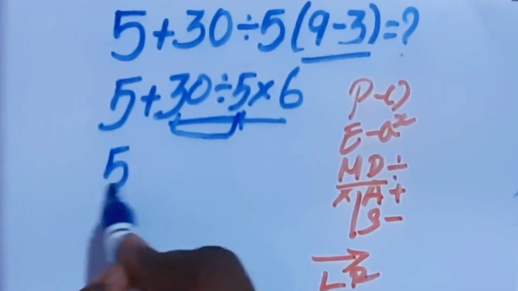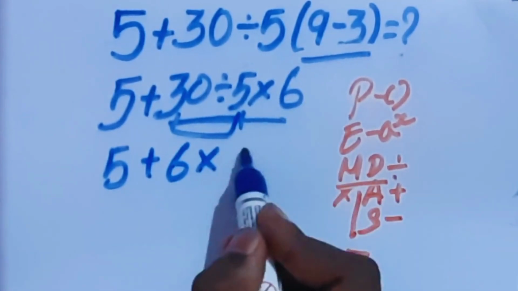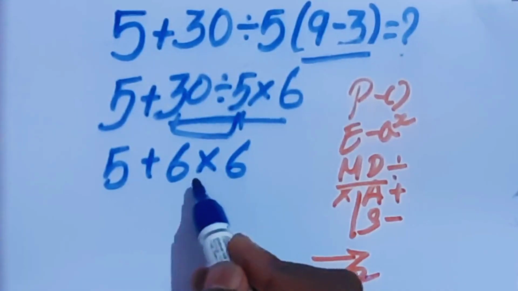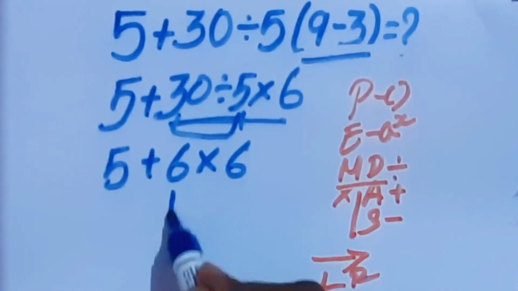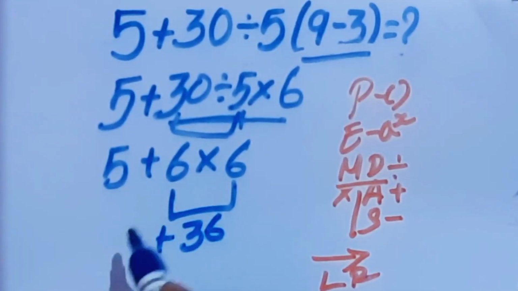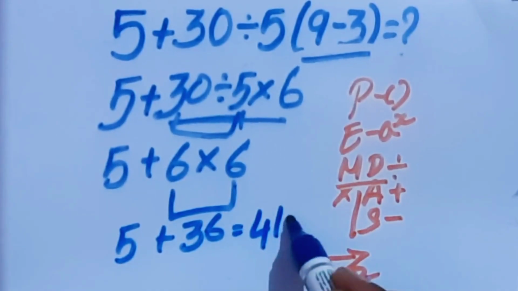So 5 plus, here we'll get 6 times this 6. Here we have multiplication and addition. Multiplication is higher priority than this addition. So we have to complete this. We'll get 36 plus this 5. Now this is 41, which is the correct answer.